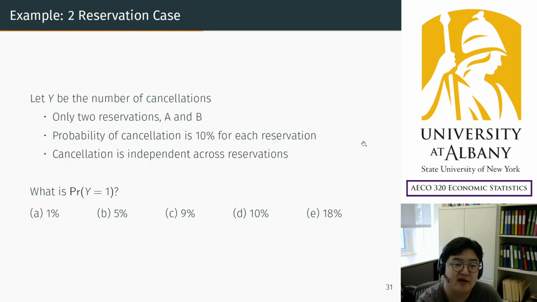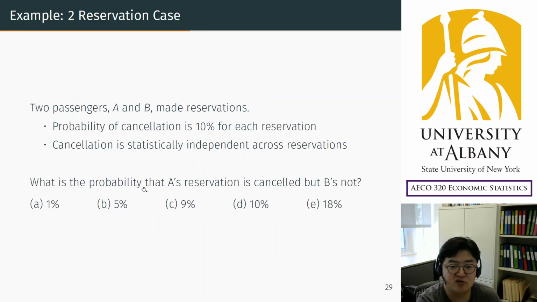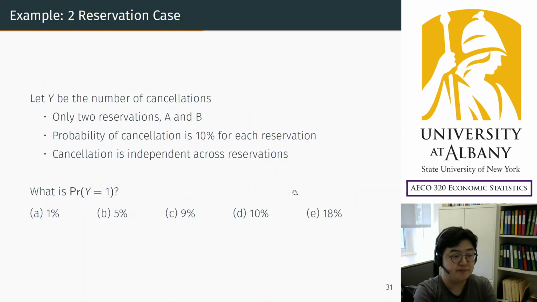Now I'm going to define the binomial distribution like this. Y is the number of cancellations. And we still consider the 2 reservation case. And same thing, everything is the same. 10% cancellation probability and independence across reservations. And then, can you answer this question? What is the probability that only one of these 2 reservations is canceled? Exactly one of these 2 reservations is canceled. Try to guess the probability. You learned how to calculate this event, right?